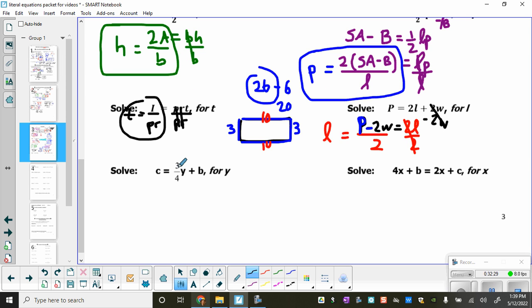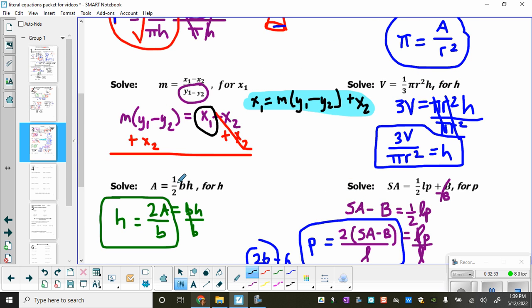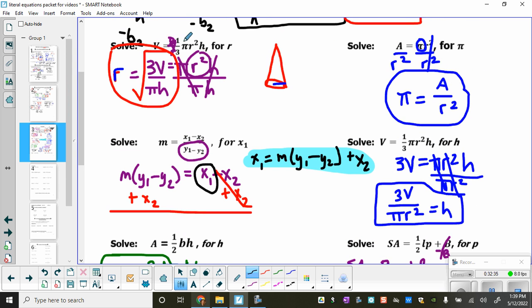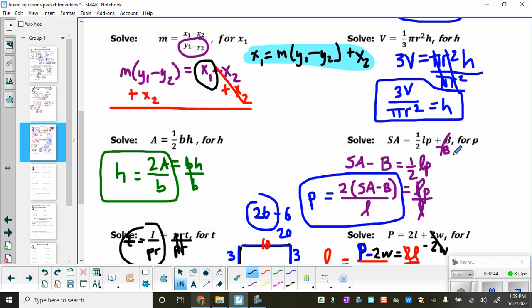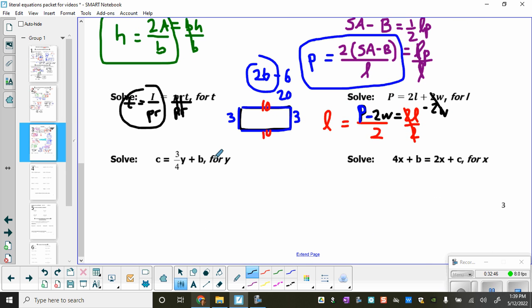All right, so C equals 3/4 Y plus B. Now, I know I kept saying when there was a fraction that you deal with it first, but that was when it was all just one big term. Notice that that's what happened here and here. But when we had the 1/2 and then the LP plus B, I took care of the constant first. So I need to take care of the constant first here. I'm going to subtract B.